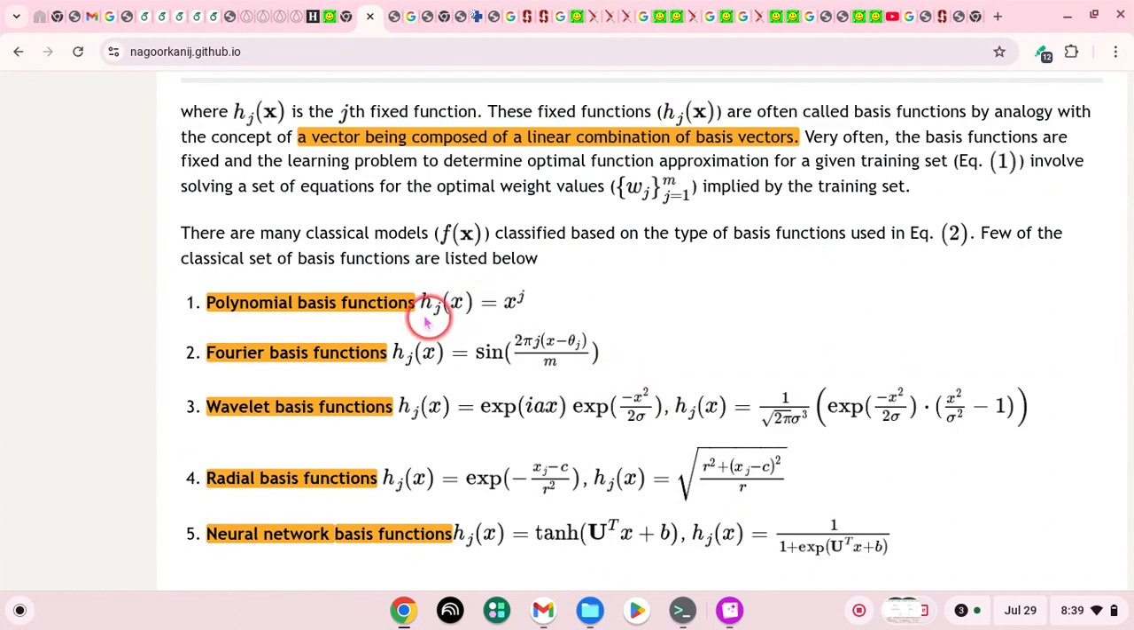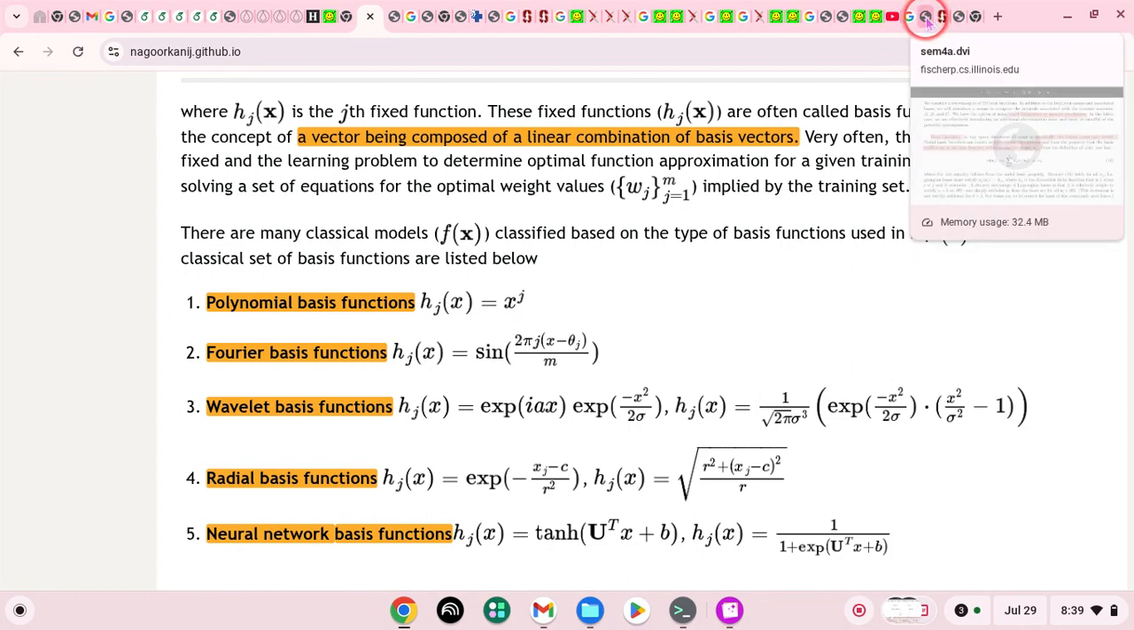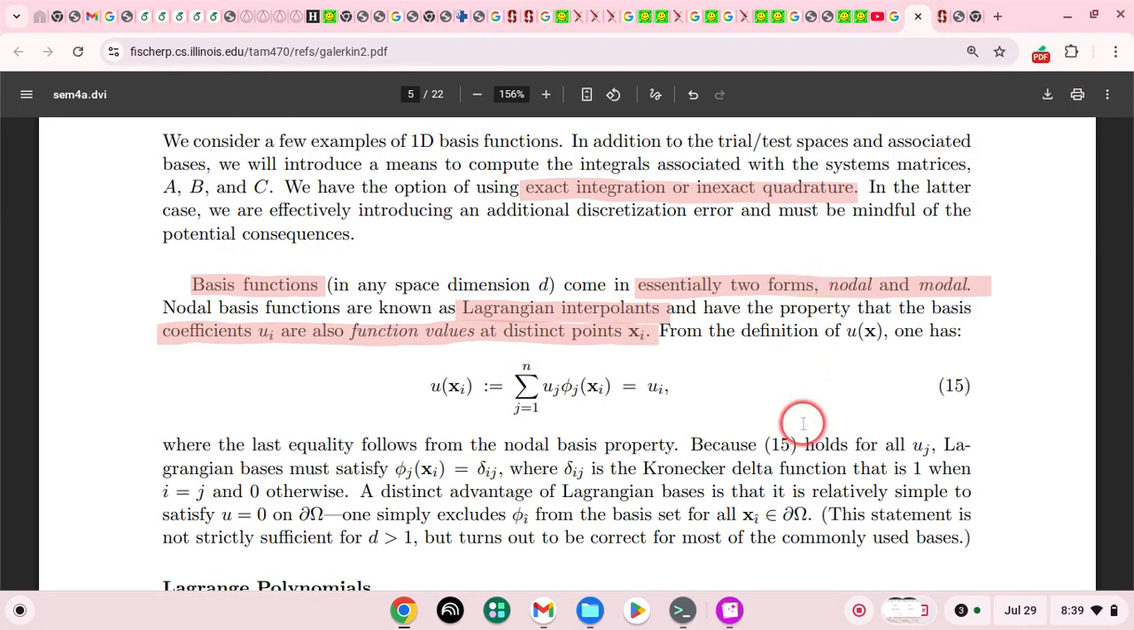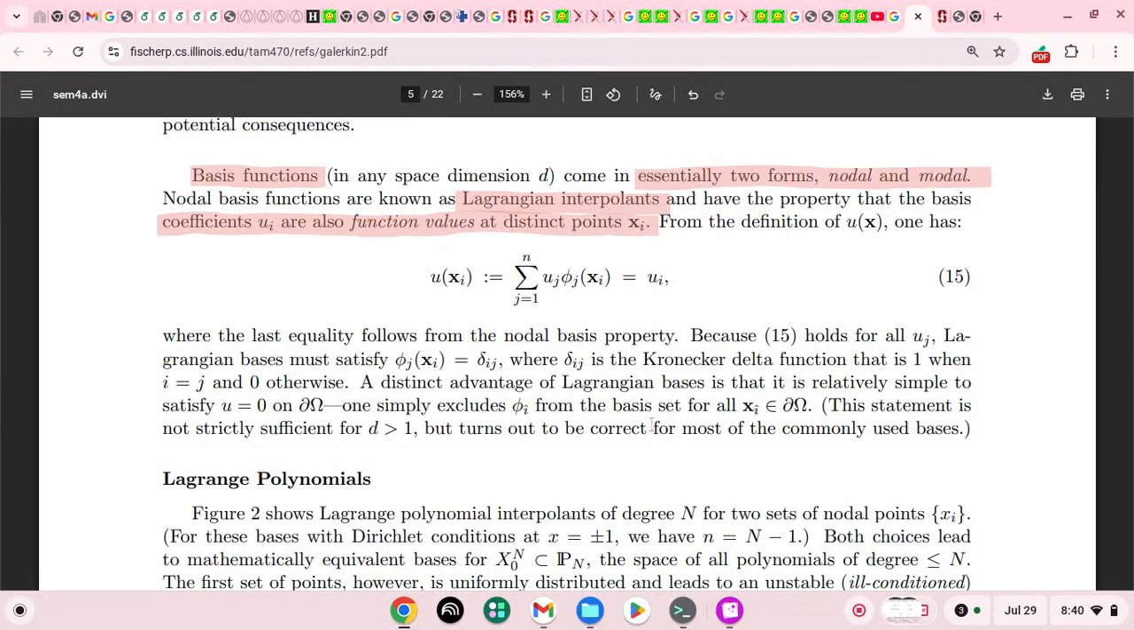Here, the polynomial basis functions are usually for the finite element method. So let us come back to the script. These basis functions can be of two main forms. One is a nodal basis, and another one is a modal basis. Nodal basis in the sense that when we solve for the coefficient expansions, usually these coefficients will give you the true solutions at the respective nodal points. Modal basis we will be seeing after this one.